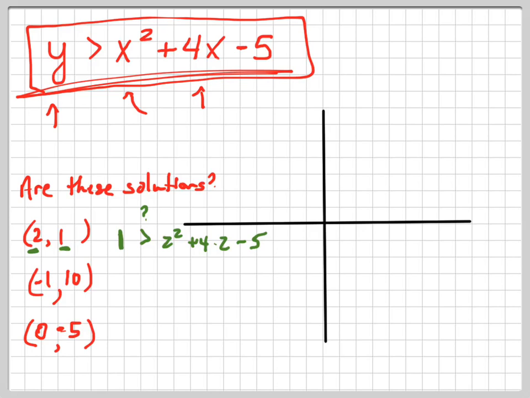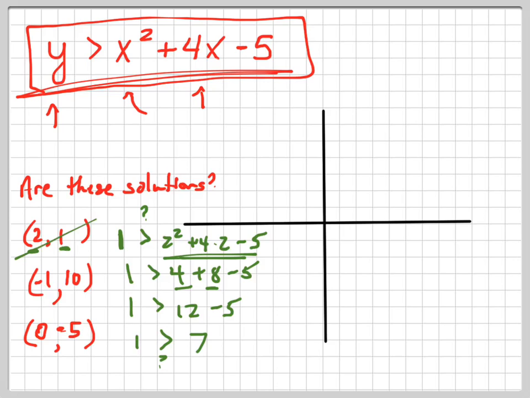Now I'm going to put a little question mark above there. Is that true? Is 1 greater than that big mess? Let's find out. Let's simplify this with the order of operations. 4 plus 8 minus 5. What's 4 plus 8? 12. What's 12 minus 5? 7. Is this true? 1 is greater than 7? Is that true? No, it's not. So this is not a solution.